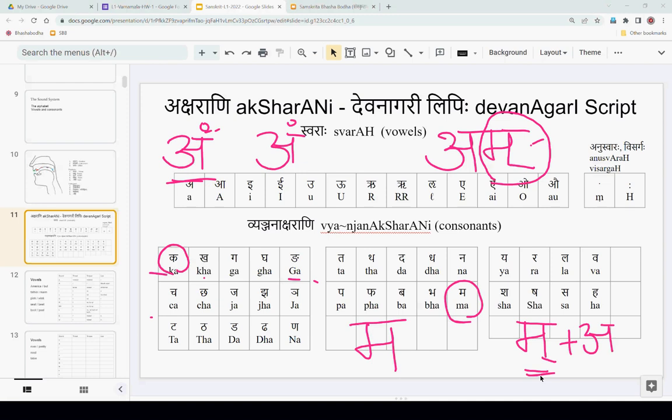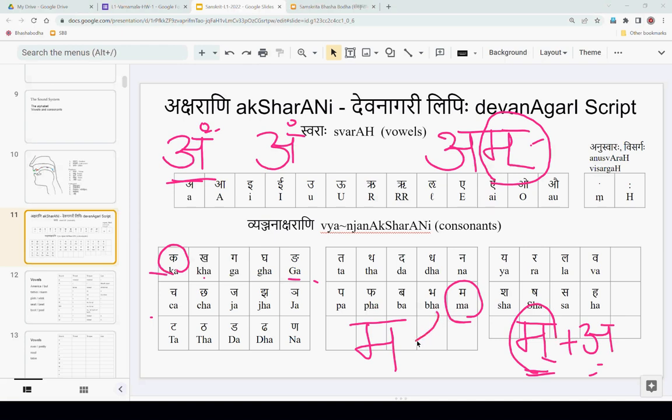I'm trying to pronounce it, though technically it's not possible to pronounce it independently. Ma. I'm trying to shorten it, and then there is a. So together, when I pronounce it, it becomes ma. As you can notice, when I pronounce that ma, at the end there is a sound there. Ma, ma. It is not just this sound, which is not possible to pronounce by itself.